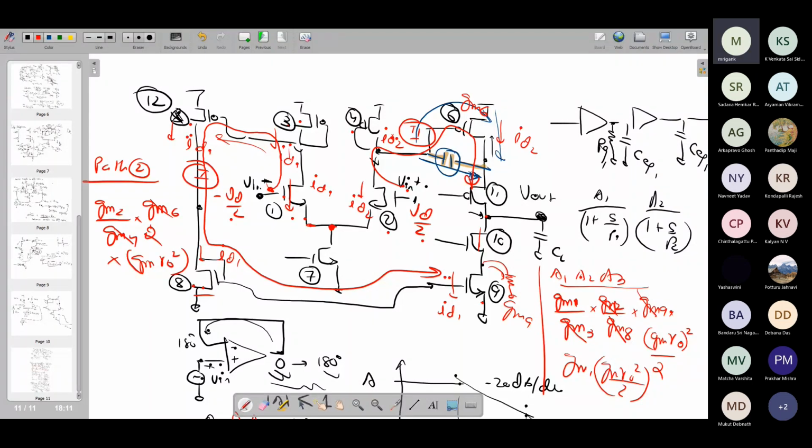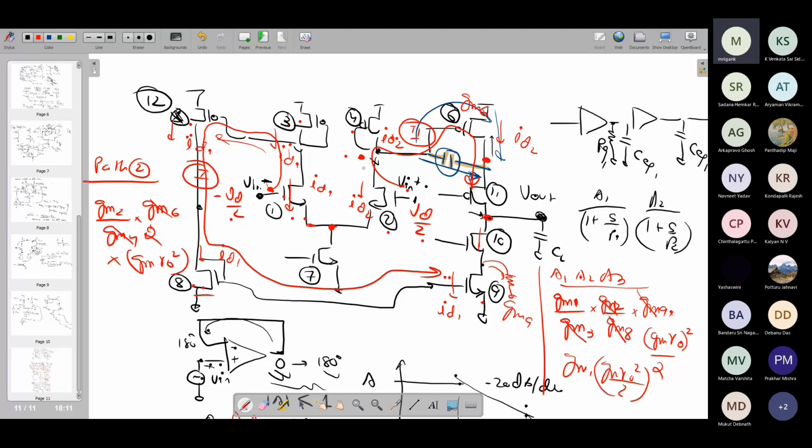But what about the poles? In both the paths, are the poles equal in number, or are they different? First path, how many poles do you see? First pole is this node. Second pole may come at this node. Third pole at the output, right? So this is a signal path.